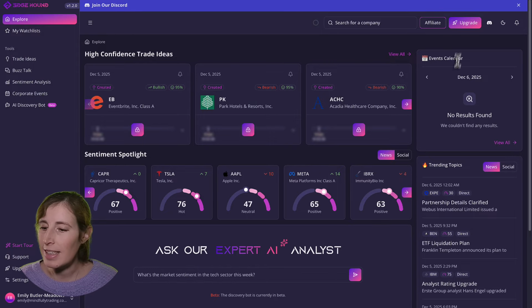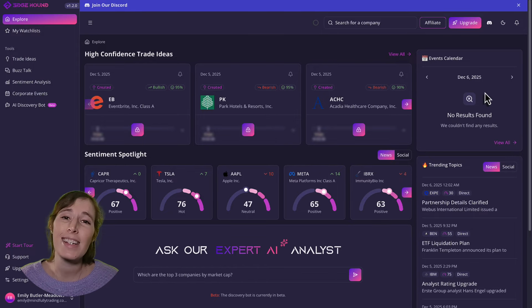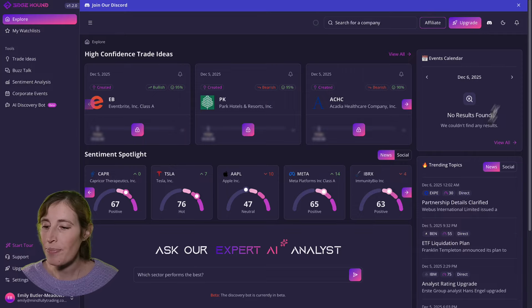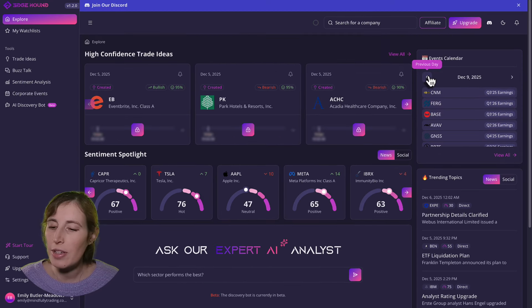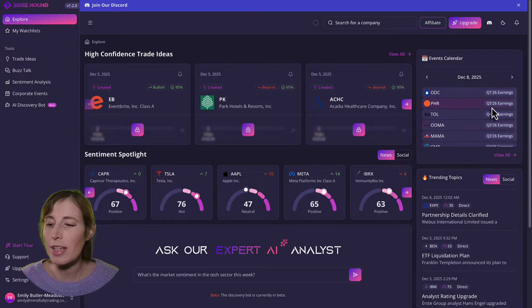There is an events calendar up here, nothing on today because as I'm recording this, it is a Saturday. The events calendar can be very useful because you can just flick through. I've just gone to Monday and it brings up some companies and earnings that are due out. It's always good, especially when you are investing or trading, to know when earnings are due out because they can provide big moves in the markets.